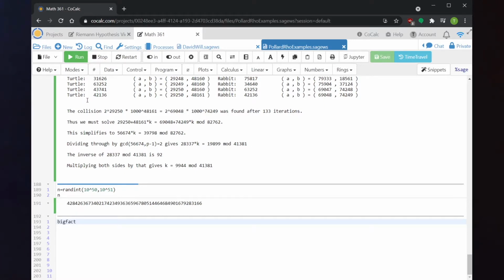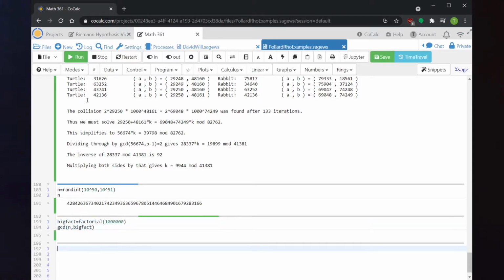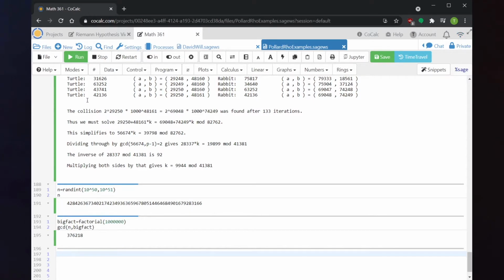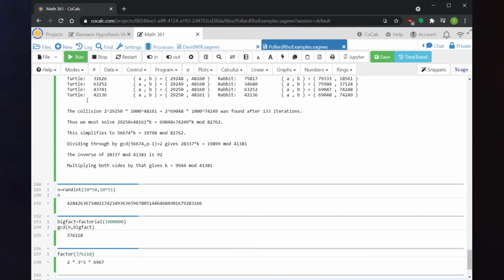And as we've talked about, one of the first things that you can do if you want to factor this kind of number is calculate its GCD with some big factorial. So in this case, we see that we pull off a factor of 376,000 by taking this GCD. And this 376,000 number is the product of all the prime factors of n that are less than 1,000,000. So in this case, we have a 2, we have 3 3s, and we have a 6,967. So those are all the quote-unquote small prime factors of n. They're all the ones that are less than 1,000,000.